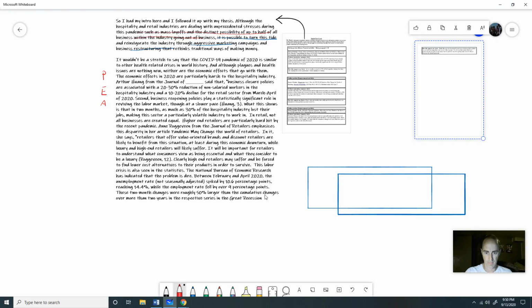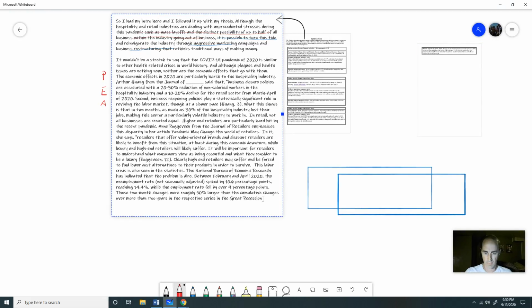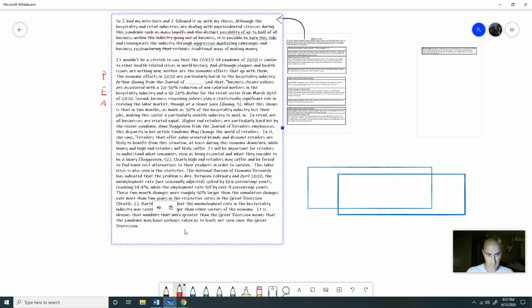Okay, so by the way, what do I have to do here? Bartik. We'll say that was page 2. I didn't write the pages down. I should have. Okay, now I got to copy in my analysis. And in this analysis, Bartik discusses that the unemployment rate in the hospitality industry was several times larger than other sectors of the economy. It is obvious that numbers that were greater than the Great Recession means that the pandemic may have perhaps taken us to levels not seen since the Great Depression.